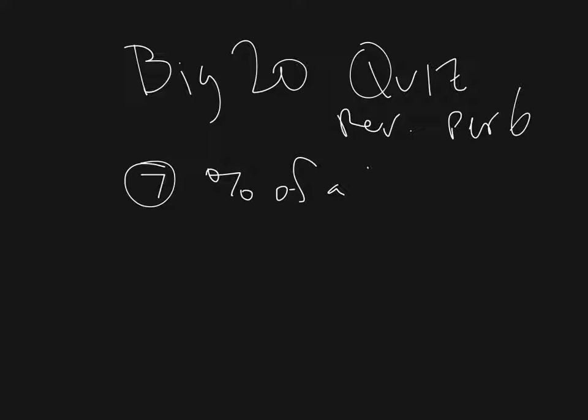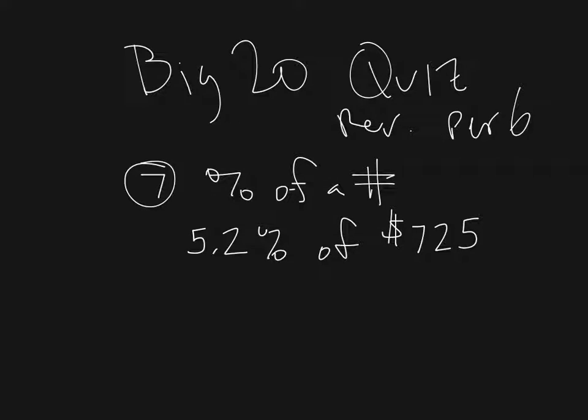of a number type question, where you might be asked something like 5.2% of, let's say, $725. Okay, now, occasionally there will be the units of dollars on these. Sometimes there will, sometimes there won't. There is some things you need to think about when you do have the dollar sign there. You do need to include that dollar sign in your answers.